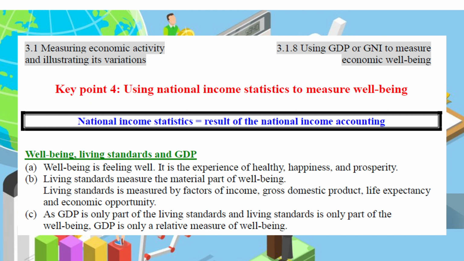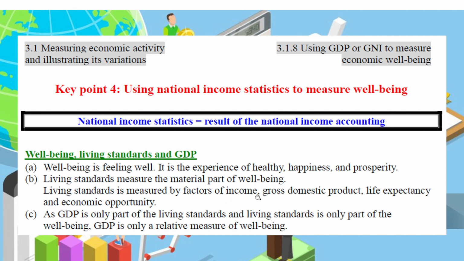And then using national income statistics to measure well-being. Well-being is a concept, a feeling. Well-being is feeling well. It is an experience of healthy happiness and prosperity. Living standard measures the material parts of well-being. Good definition: the material parts of well-being.